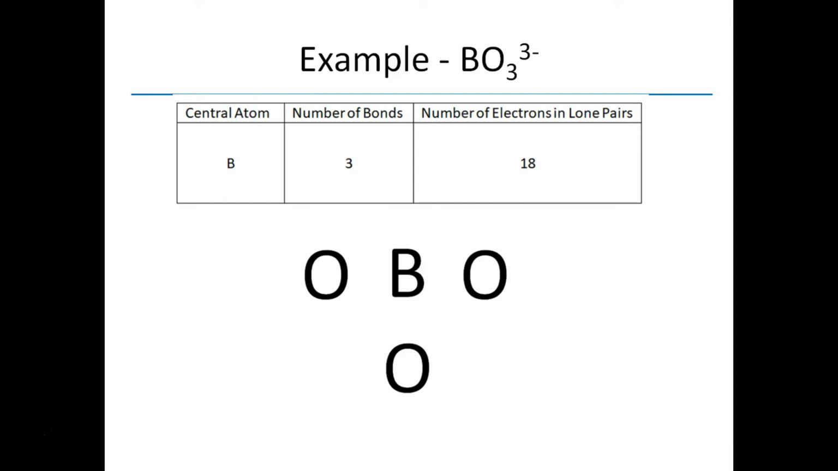So the first thing I'll do, like we stated in the instructions above, I write my central atom with my peripheral atoms around it. I'm going to join them each with single bonds. There are now my 3 bonds. If I had a 4th bond, then I would write a double bond between one of the oxygens and boron, but I don't.